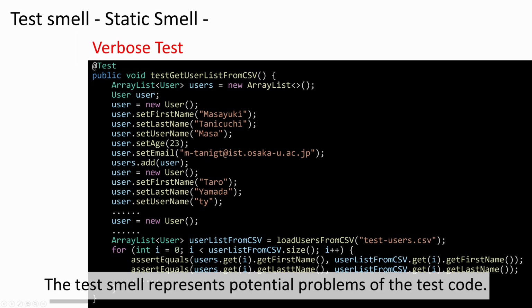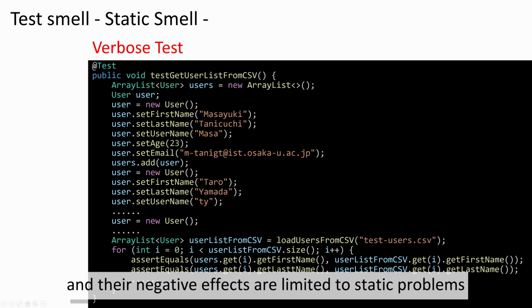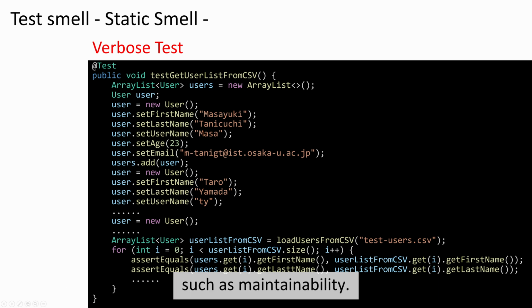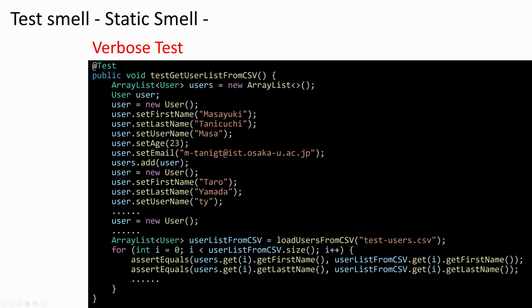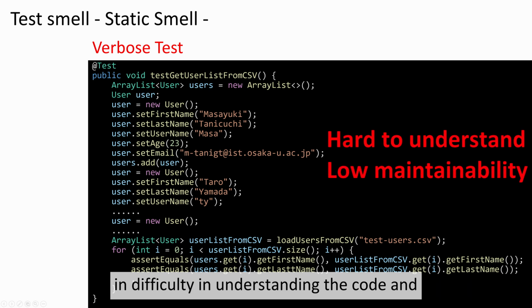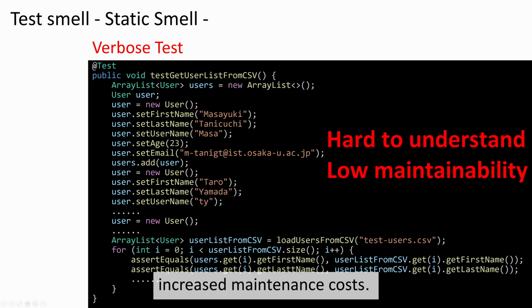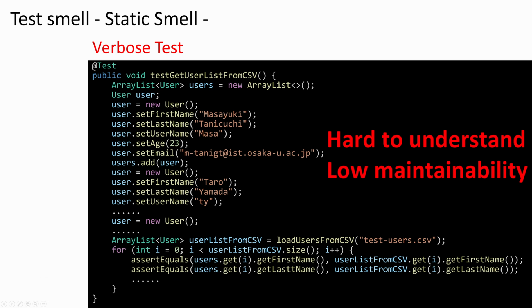The test smell represents potential problems of the test code. The general test smells focus on static aspects of test code, and their negative effects are limited to static problems such as maintainability. We call these smells static smells. For example, verbose test, a test code that is too long, results in difficulty in understanding the code and increased maintenance costs. However, such a code does not affect the test execution results.